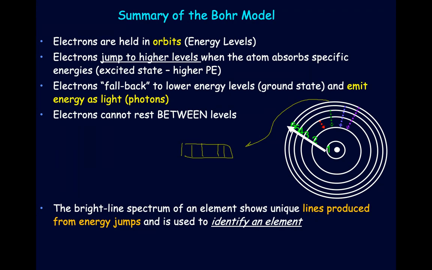However, Bohr's model only worked for hydrogen. It sounds like a great idea, and he was able to explain these things, but the problem is that in the end, it only worked for hydrogen. So it was a good start. The bright line spectrum of an element shows unique lines produced from energy jumps. Every element has its own bright line spectrum.